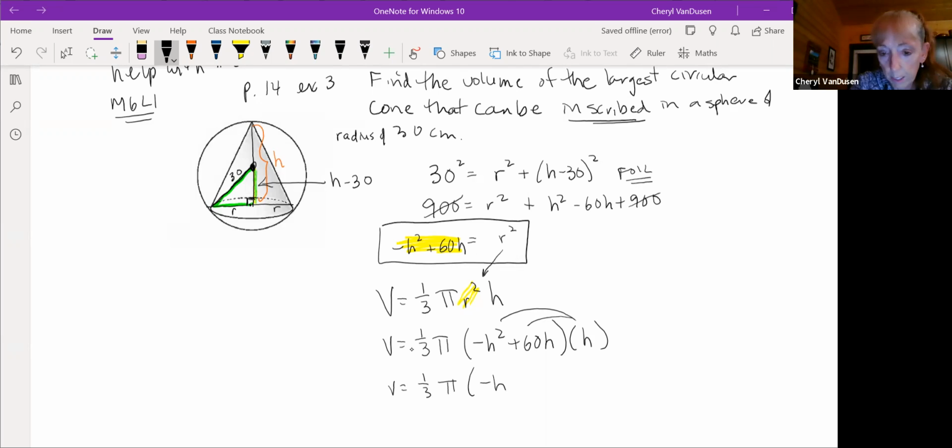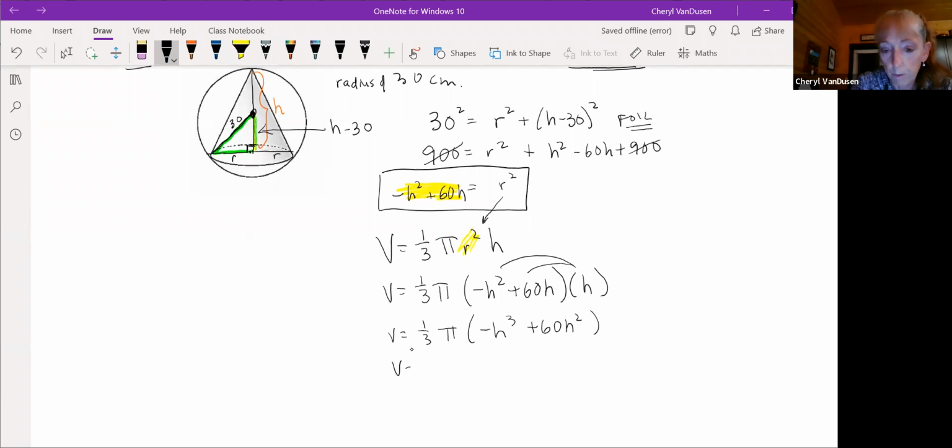So minus H cubed plus 60H squared, and then let's put the 1/3 pi through that as well. So 1/3 pi H cubed, we'll tuck the minus out the front, plus 20 pi H squared. All right, I think we're all good there.